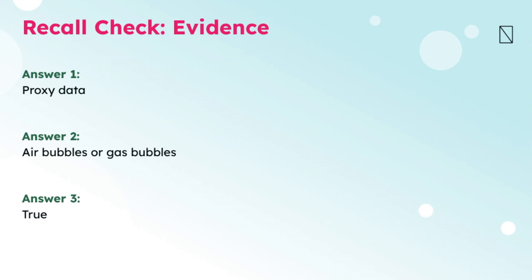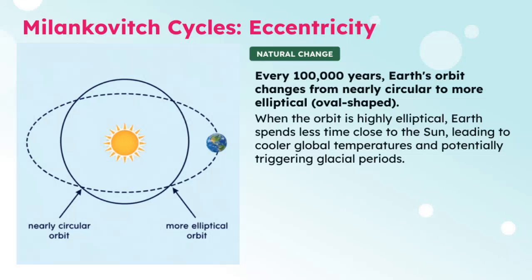Carbon dioxide levels in the current Holocene epoch have risen higher than at any point in the last 800,000 years. This matters because it gives us a long-term comparison. We can see that today's greenhouse gas concentrations are outside the natural range recorded in ice cores. Now let's look at the first major natural cause of climate change, Milankovitch cycles.